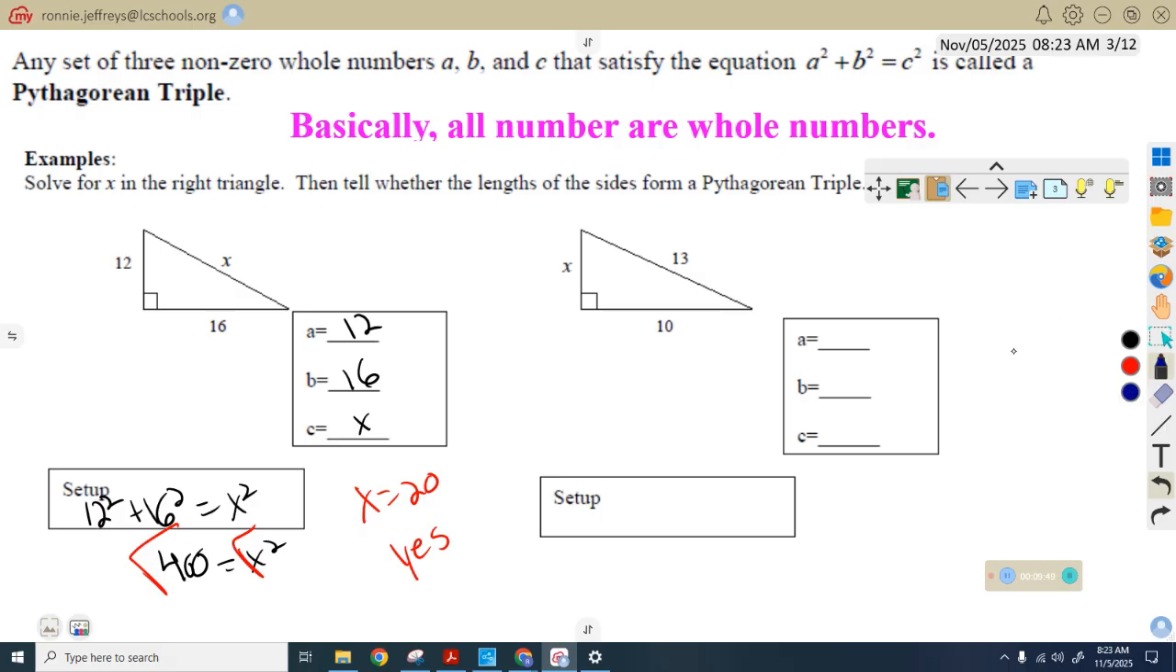All right. So for this one right here, a is x, b is 10, c is 13. So x squared plus 10 squared equals 13 squared.